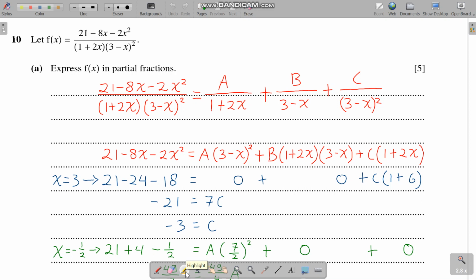Everyone, this question is about partial fractions. Let f of x equals 21 minus 8x minus 2x squared, all over (1 plus 2x) times (3 minus x) all squared. Express f of x in partial fractions, 5 marks.